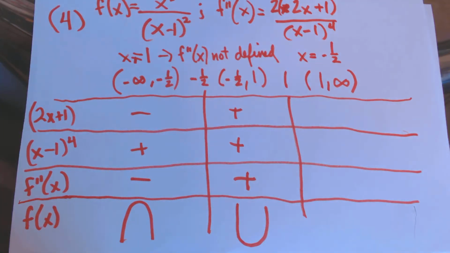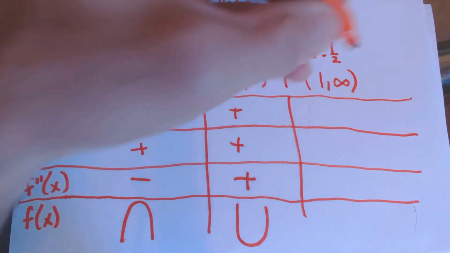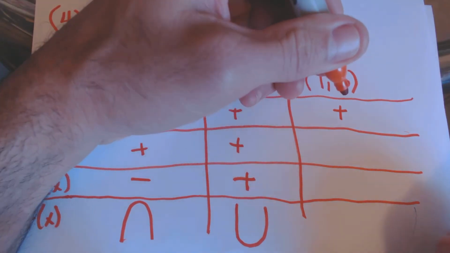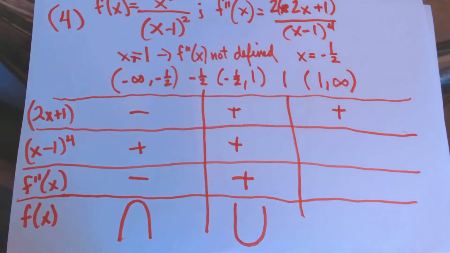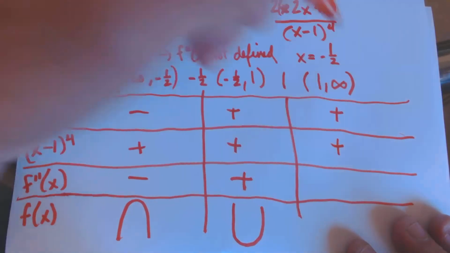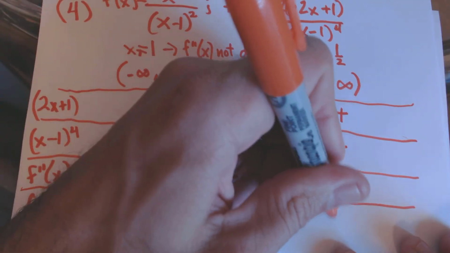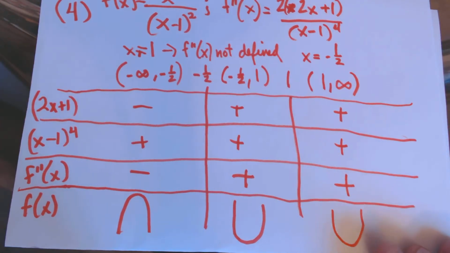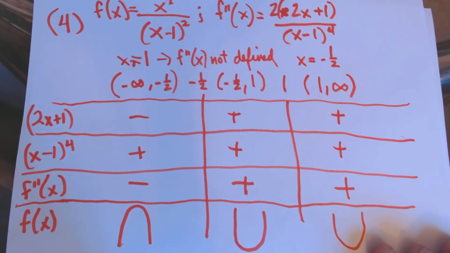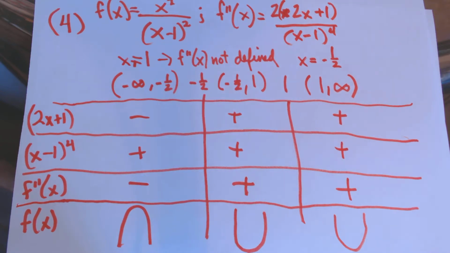Finally, we'll look at the interval after 1, from 1 to infinity. So plugging in 2, that's going to get us a positive value up here. And 2 minus 1, that's going to give us a positive value here. That means f double prime of x is also positive. That means the function is still concave up after 1, and so there's no change in concavity.